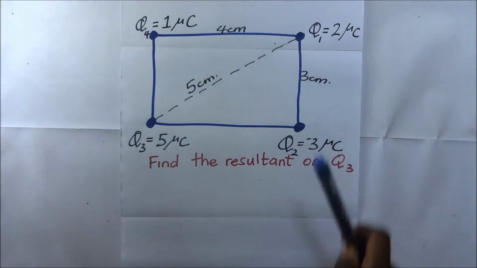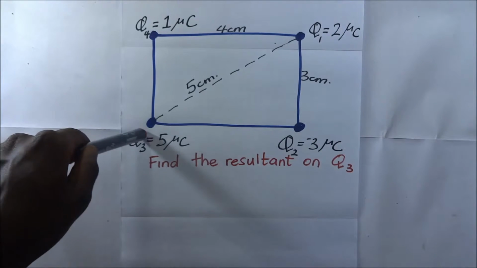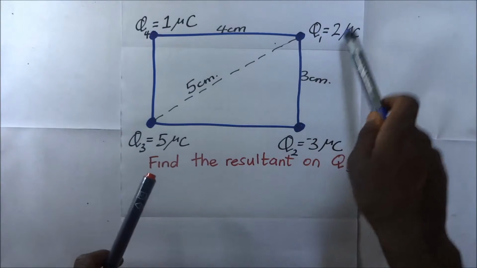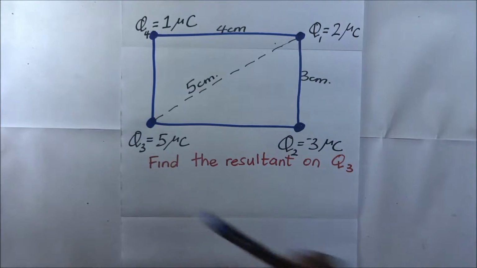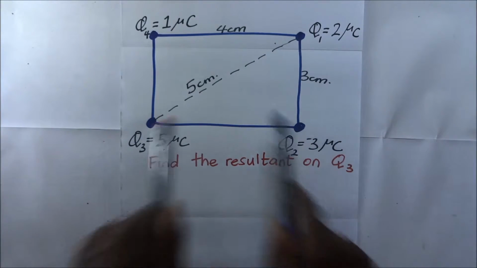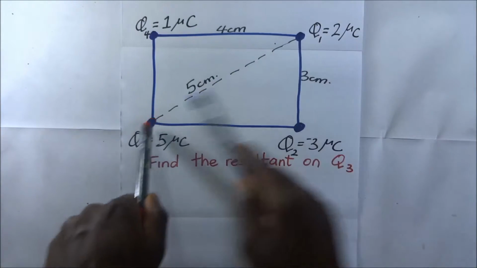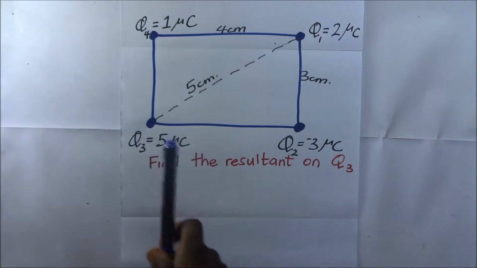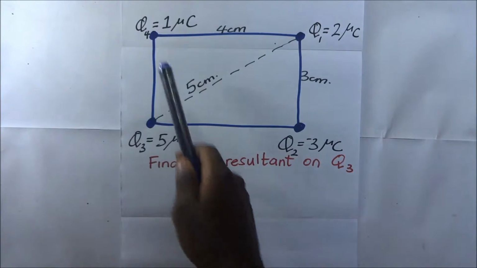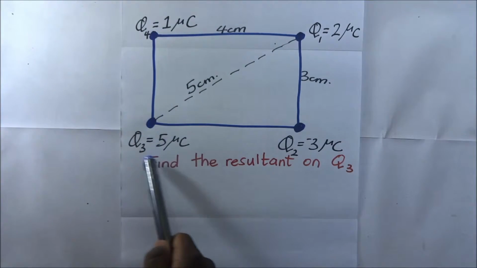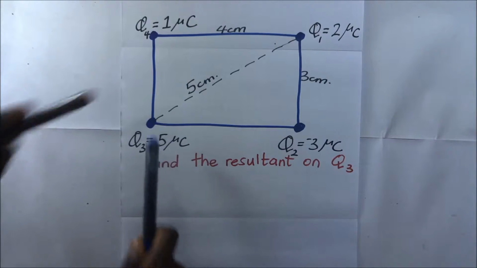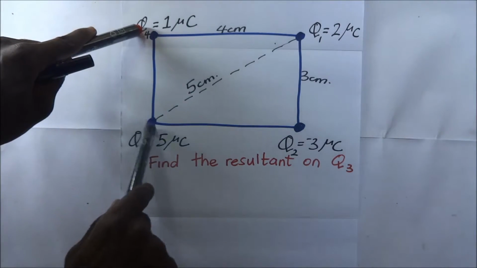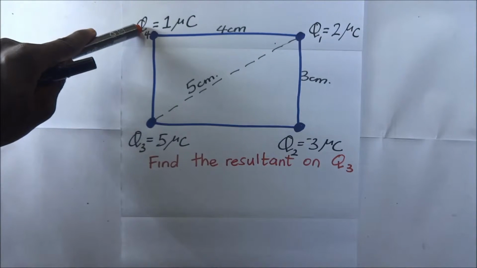The force due to Q1 will be pulling Q3 away, because this is positive and that is positive, and since like charges repel, they will be parting separate ways. So this will be moving in this direction. And then we have charge Q4. Charge Q4 is also positive, and Q3 is also positive. It means along this line, the force due to Q4 will be pushing this downwards.